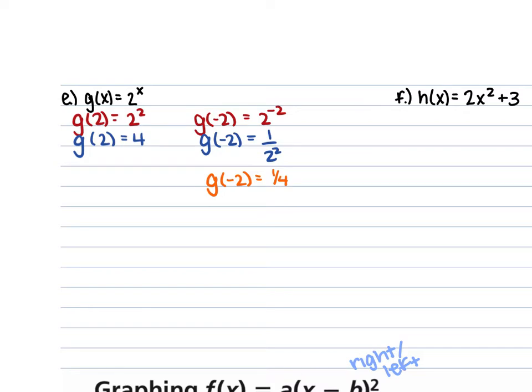Now 4 and 1 over 4, when you compare them, they are not the same number, nor are they opposites. So even though they include the same number, they are neither for these functions. So neither even nor odd.